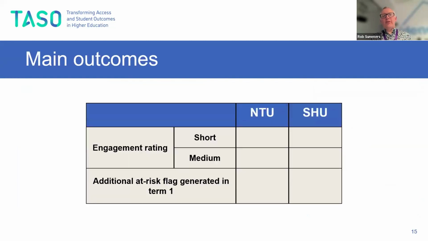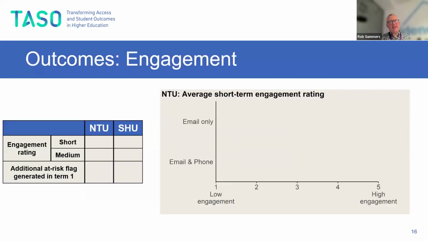The main outcomes of the trial were engagement rating, and there were 2 levels of that, a short-term and a medium-term engagement rating, and an additional at-risk flag, whether students generated an additional at-risk flag in term 1. At Nottingham Trent, the engagement ratings lie between 1 and 5, where 1 is low engagement and 5 is high engagement, and it's some weighted averaging of their 7 data streams.